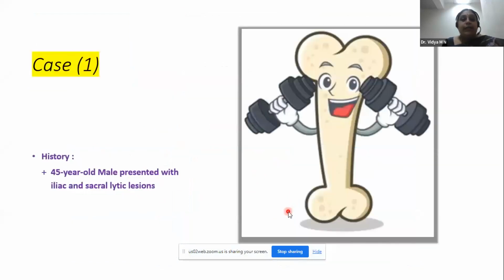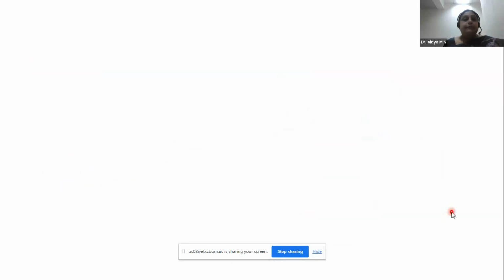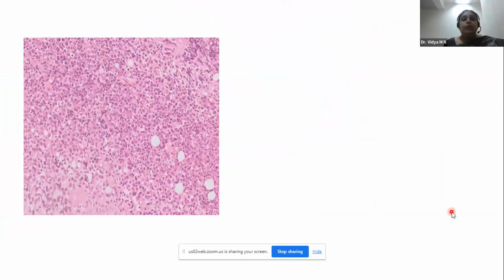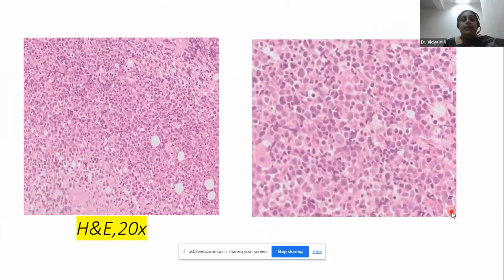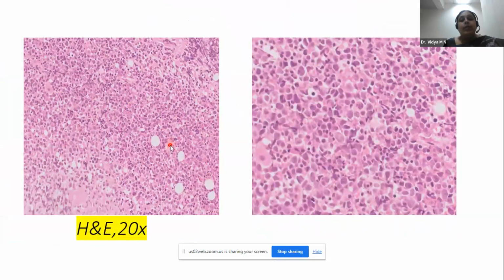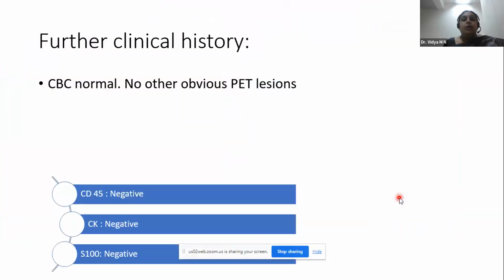Let me just take you all through one interesting case just to break the monotony. We have a 45-year-old male who presented with iliac and sacral lytic lesions. So please remember, this is a bone lesion. So this is how the histomorphology looked. As all of you can see, they're definitely round cells, a little pink, a little blue, and then we have the fat spaces out here, and we have crush artifacts to the corner here. And look at these, the cells look quite large, and there are a good number of neutrophils as well, which are scattered throughout. So we thought, okay, this is a hematolymphoid neoplasm.